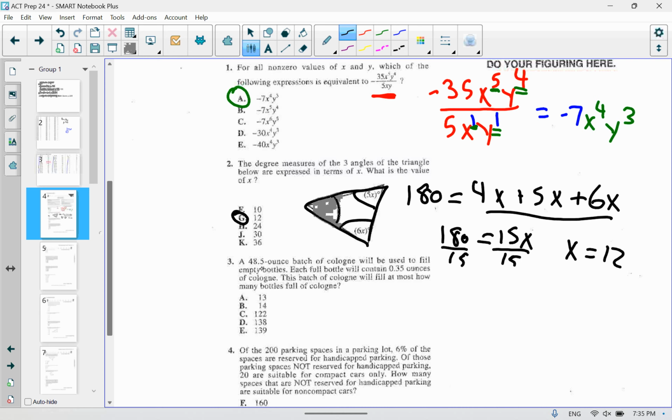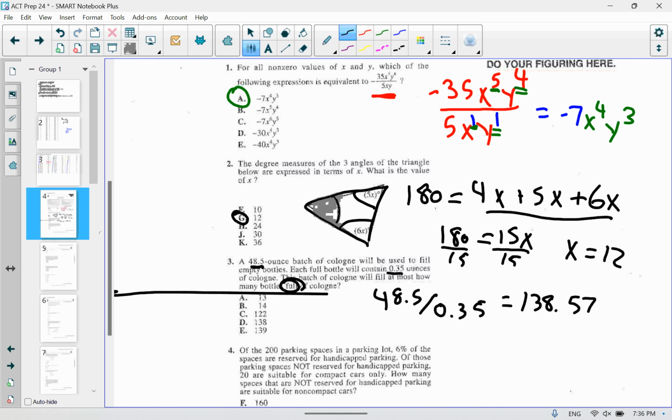Here, I have a 48.5 ounce batch, and each bottle is 0.35. So I could simply do 48.5 divided by 0.35 to get about 138.57. Now this says how many full bottles, so I'd say 138 full bottles.